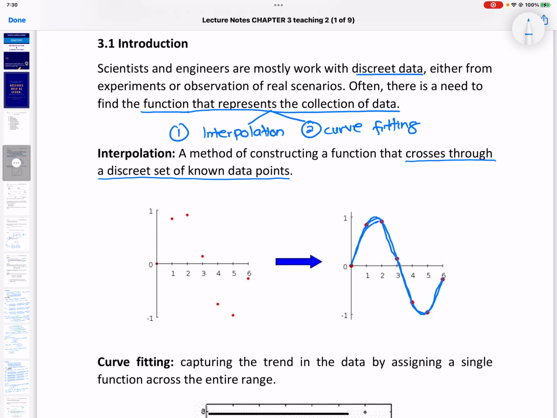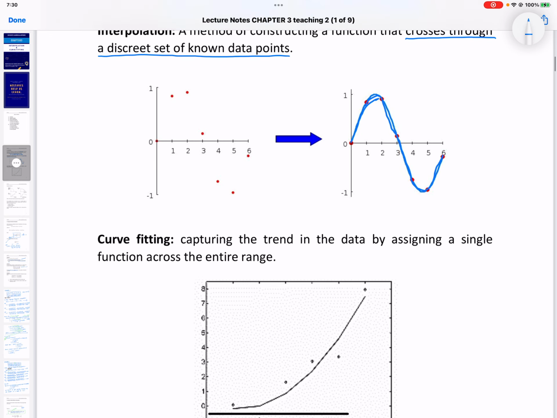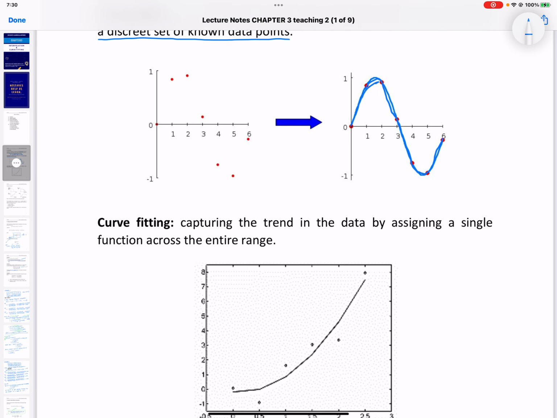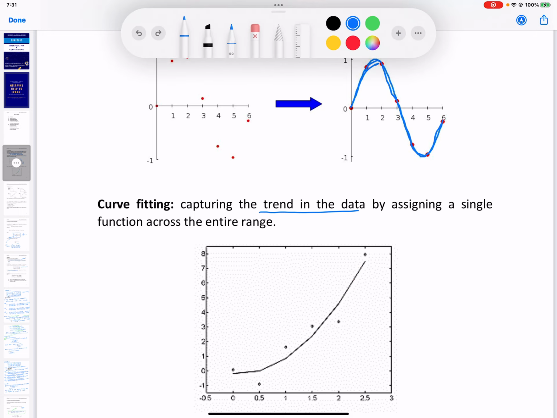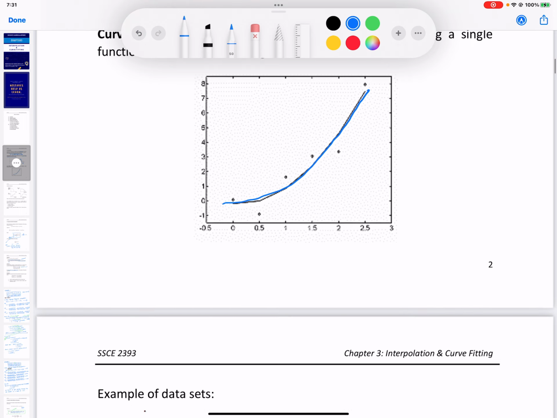How about curve fitting? Curve fitting is where we want to find the best line for the set of data. So curve fitting captures the trend in the data. Okay, so we cannot do like this. To get the function, we find the best curve that fits the data. Okay, so that's the difference between interpolation and curve fitting.